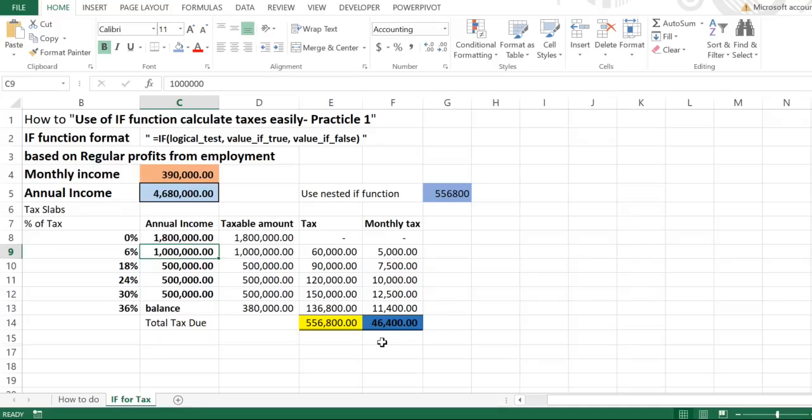In this video, let's calculate personal income tax using a nested if formula in Excel, based on the Sri Lankan tax slabs under the new Act. The tax rates are as follows: 0% for the first 1.8 million rupees, 6% on the next 1 million, 18% on the next 500,000, 24% on the next 500,000, 30% on the next 500,000, and 36% on any balance income.